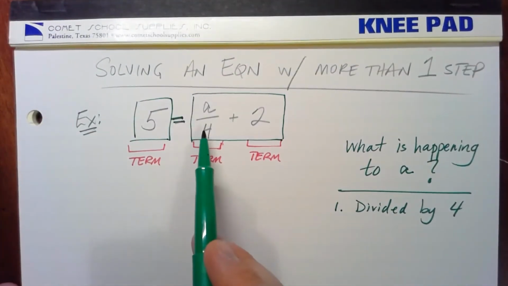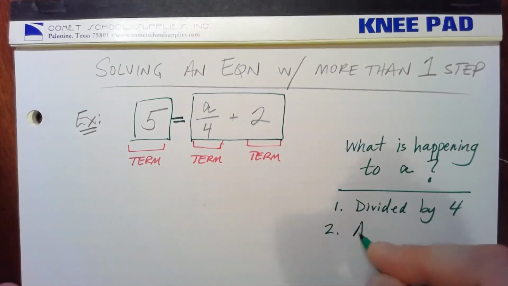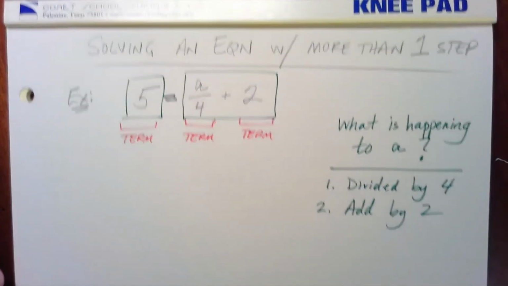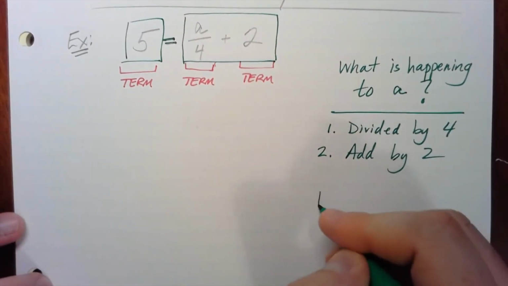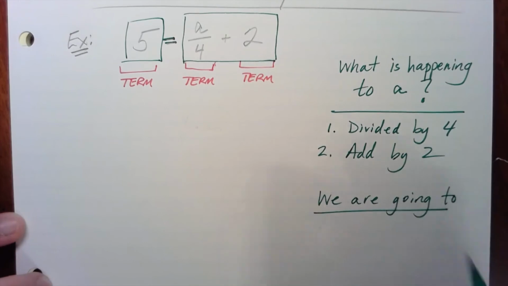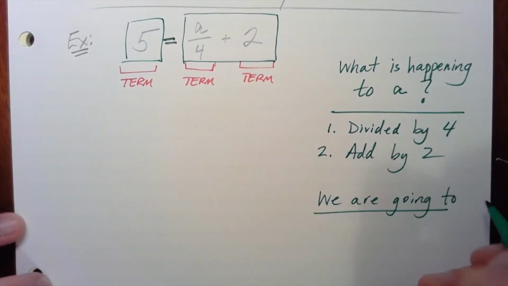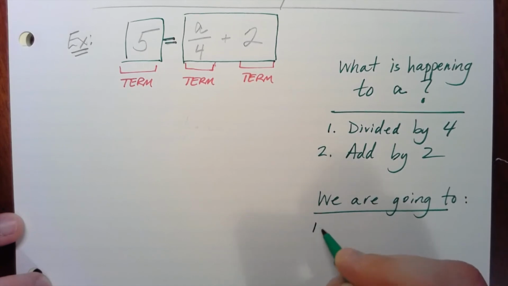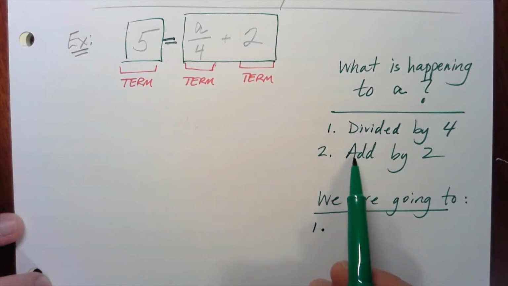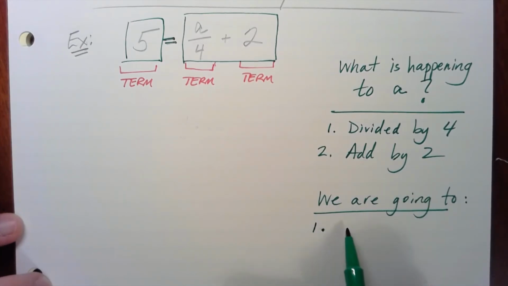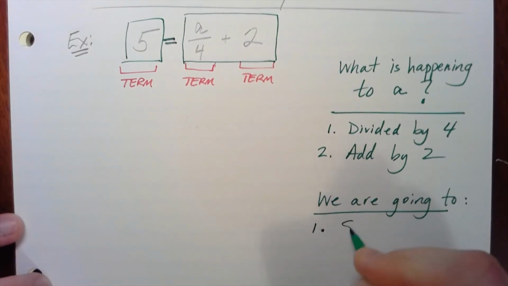So the A is being divided by 4, and then it's being added by 2. Okay? So if that's the case, then what are we going to do? Well, we're going to do the exact same steps backwards in reverse. So if the last thing was adding by 2, then we're going to do the inverse of it. So we're going to subtract 2.